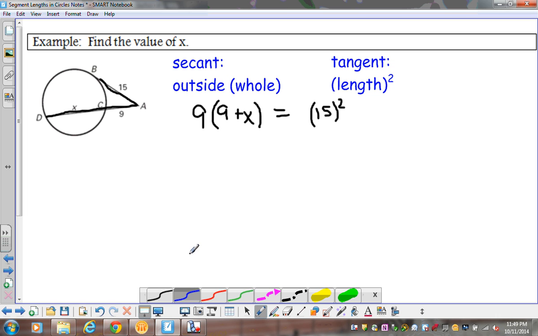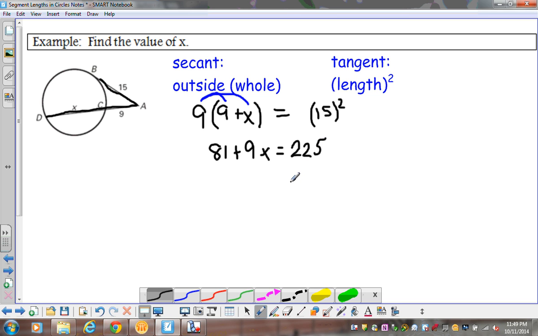All right, so on the left-hand side, let's distribute. 9 times 9 is 81, plus 9 times x is 9x. 15 squared gives us 225.